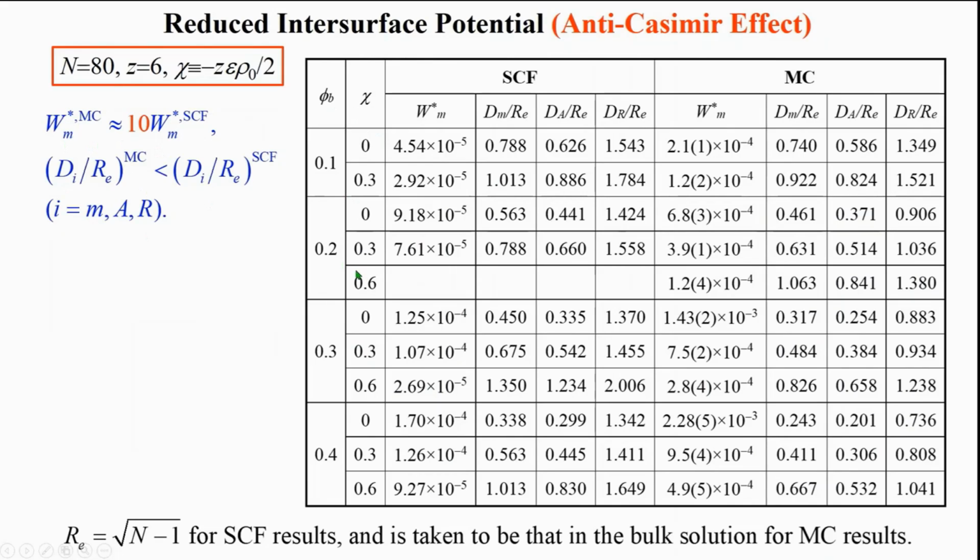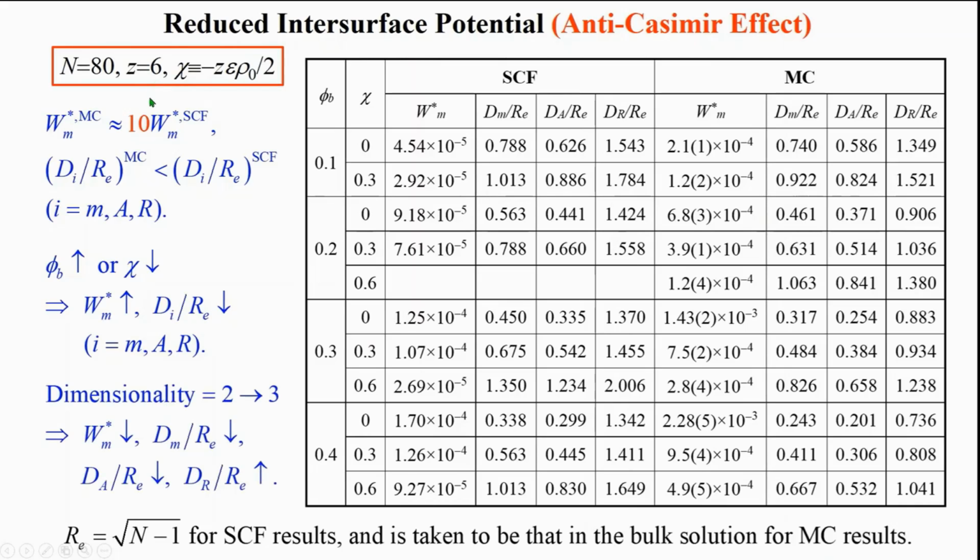We also see that increasing phi b, or decreasing chi, leads to stronger repulsion occurring at a smaller surface separation in both self-consistent field and Monte Carlo results. These results are obtained on a simple cubic lattice, and similar results are also found on a square lattice. In particular, the anti-Kashmir effect is weaker but occurs over a broader range of d over Re in 3D than in 2D.